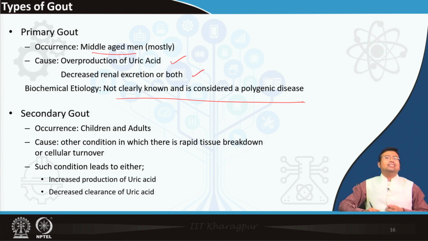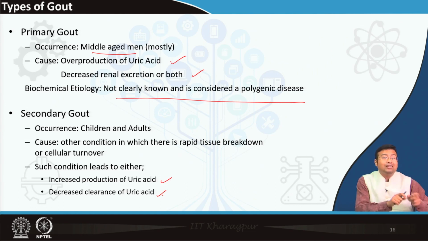Whereas secondary gout can happen in both children and adults, and there are underlying reasons that lead to rapid tissue breakdown or cell turnover, and that can also lead to gout by two mechanisms: increased production or decreased clearance. But know this, in primary gout there is no such obvious reason, whereas in secondary gout we can pinpoint the reason that has led to increased cell turnover, increased nucleic acid turnover, or some drugs that have led to gout. That is secondary. So whenever you can pinpoint some reason due to which it is happening, it is secondary to that disorder.